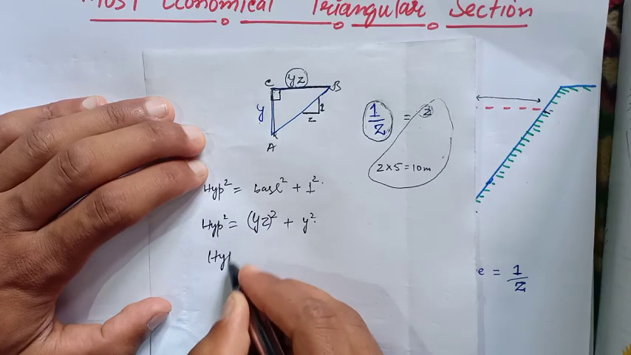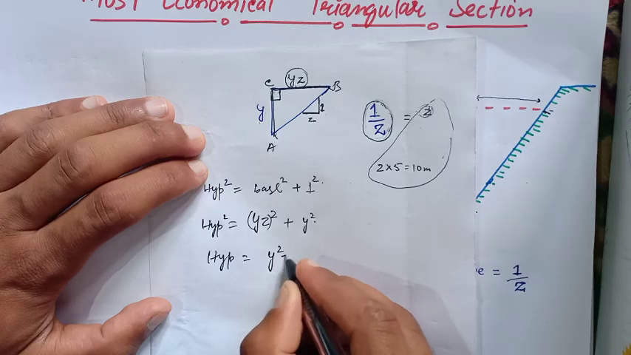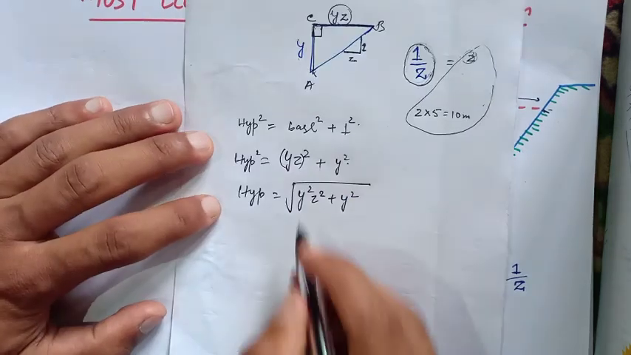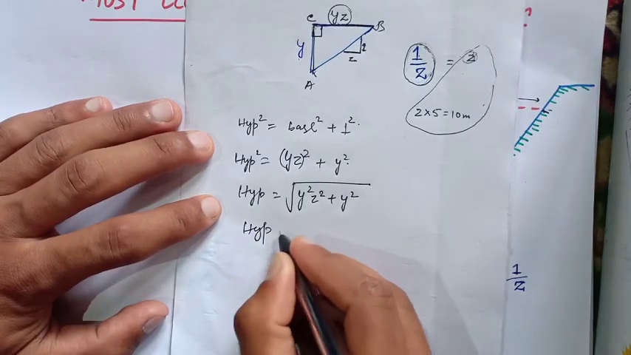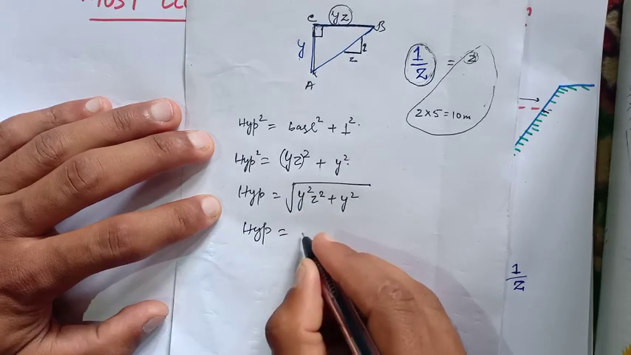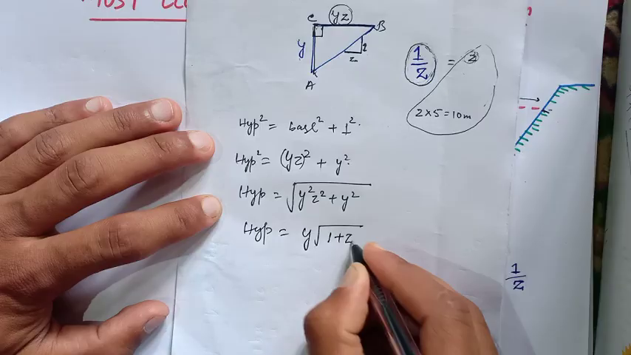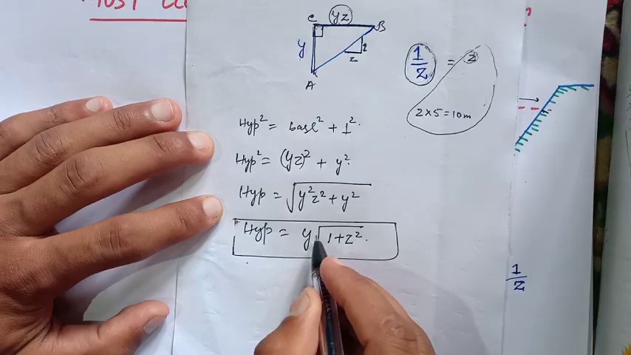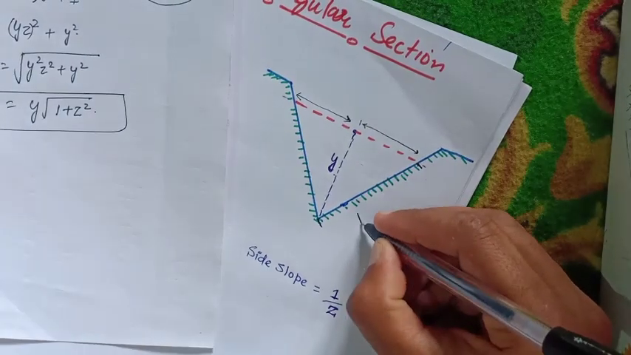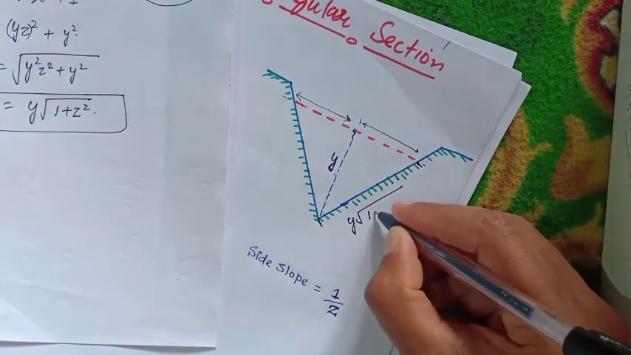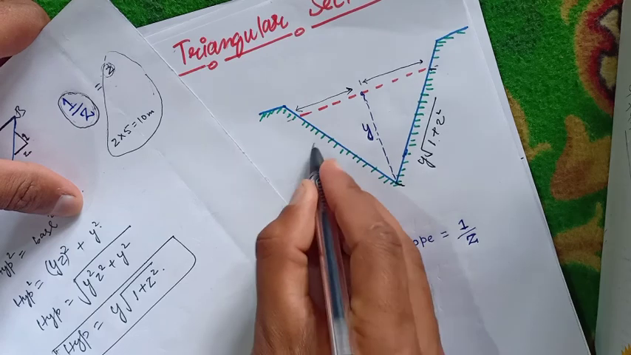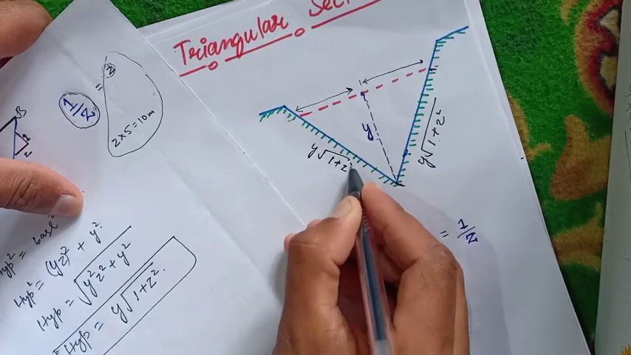So the hypotenuse will come out to be the under root of y square z square plus y square. The square gives under root on this side, and y will come out of this. So y under root of 1 plus z square will be the hypotenuse. From this equation we can derive y under root of 1 plus z square. So this dimension will be y under root of 1 plus z square, and similarly this dimension will also be equal to y under root of 1 plus z square.